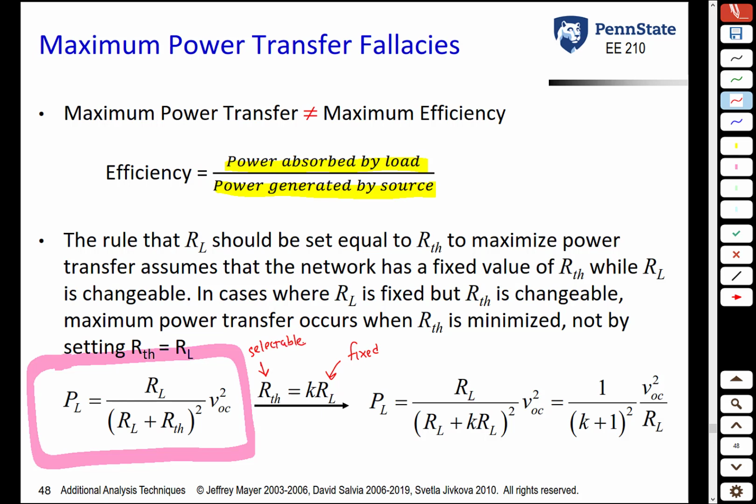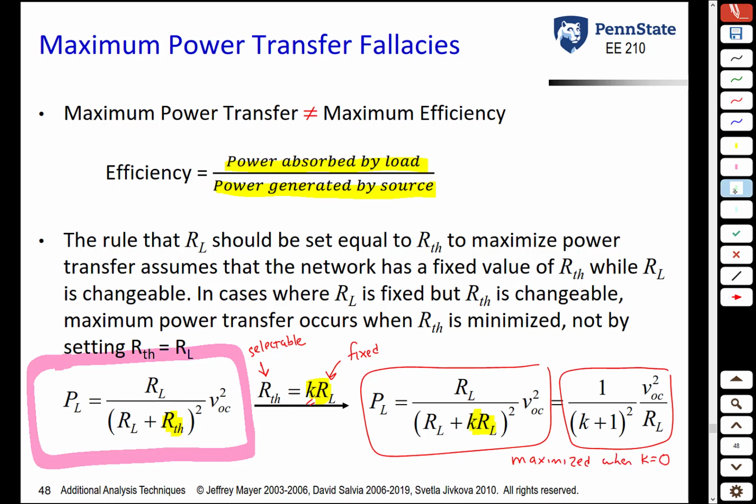What we want to do is see what value of K maximizes that. So now we're going to plug KRL in wherever we see R Thevenin, and we end up getting this expression here. If you then factor out RL from the denominator, you end up getting this expression here. It's clear that this expression is maximized when K is equal to 0.